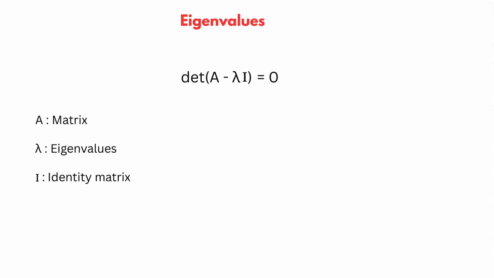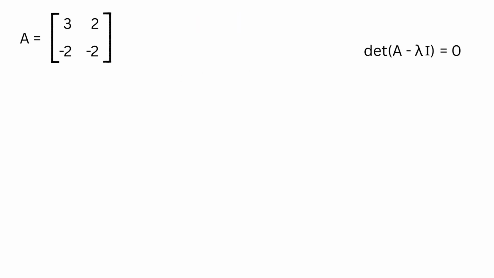In this video, I will explain how to calculate the eigenvalues of a matrix. The eigenvalues are the values of lambda that satisfy the equation the determinant of A minus lambda I equals 0. Here, A is the matrix whose eigenvalues we want to find. Lambda represents the eigenvalues, and I is the identity matrix, which has ones on the main diagonal and zeros everywhere else.